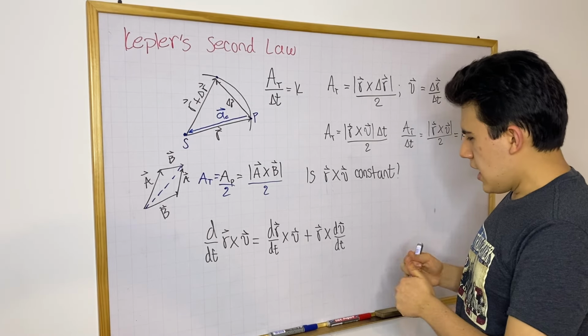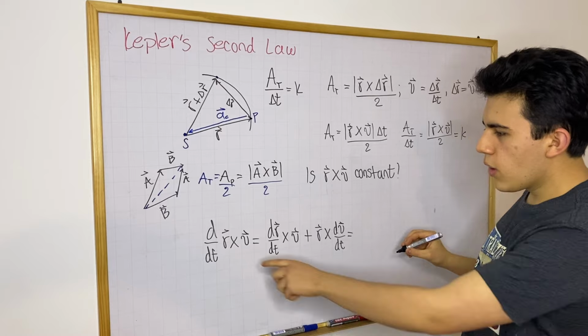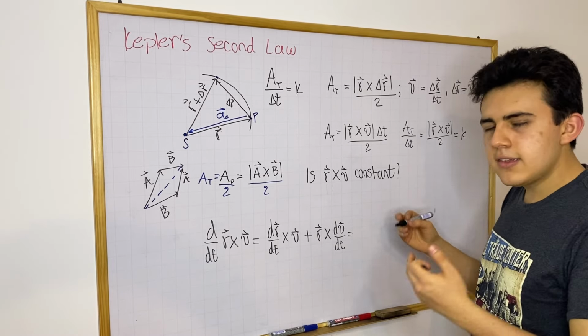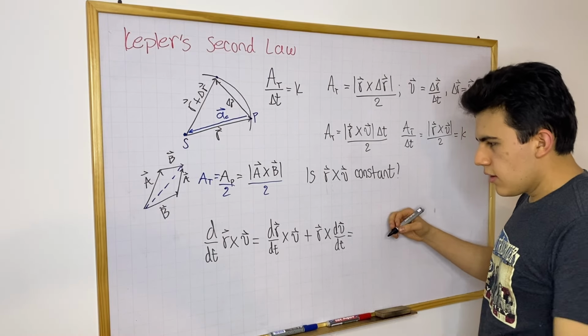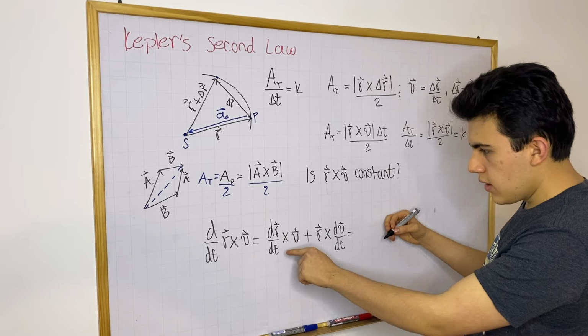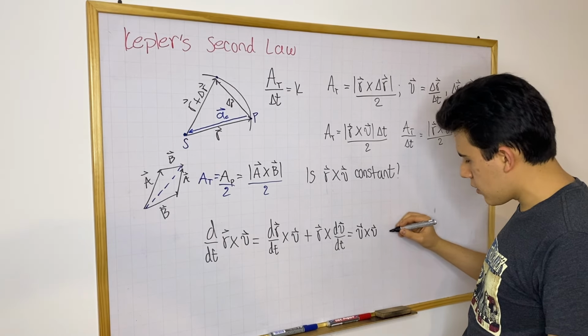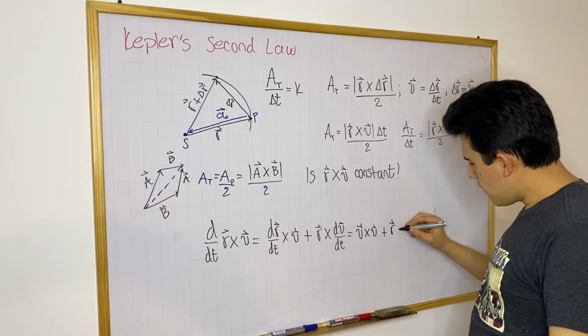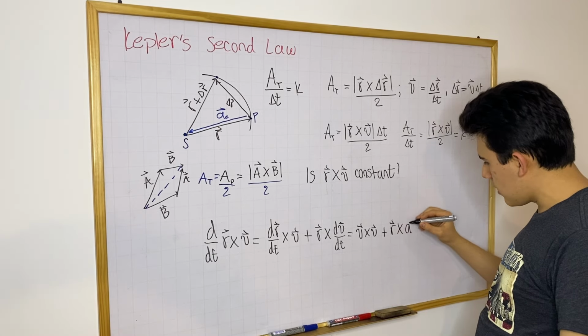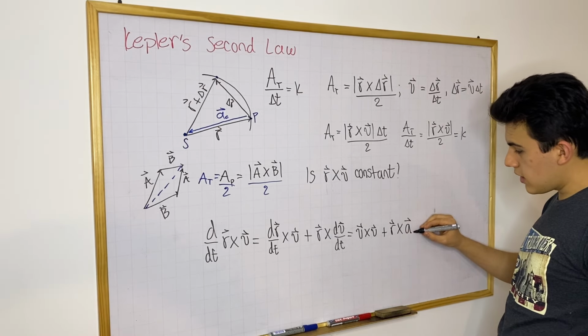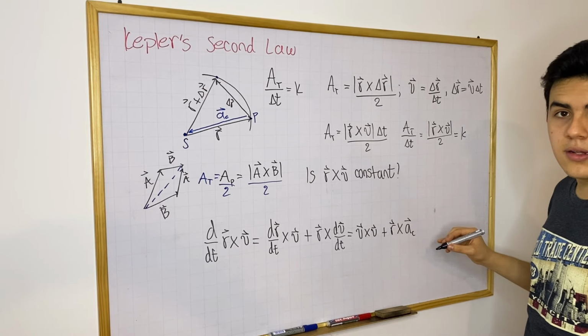This holds. And now we're going to see, what is this equal to? We want to see, is this equal to zero? Well, let's see. So we have dr cross v. Now dr dt, we know that's going to be velocity vector cross velocity vector plus position vector cross dv dt, that's going to be acceleration vector, okay? And I'm really going to say a sub c, okay, for centripetal acceleration.